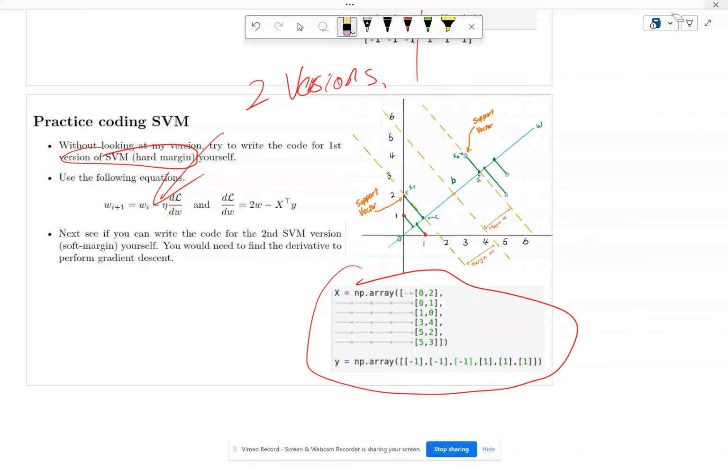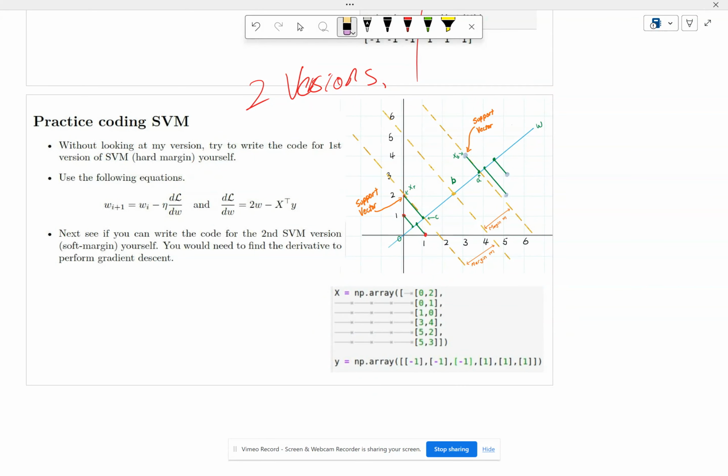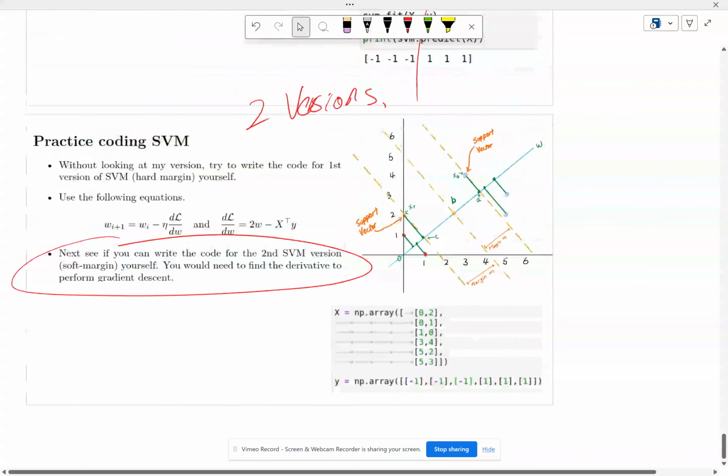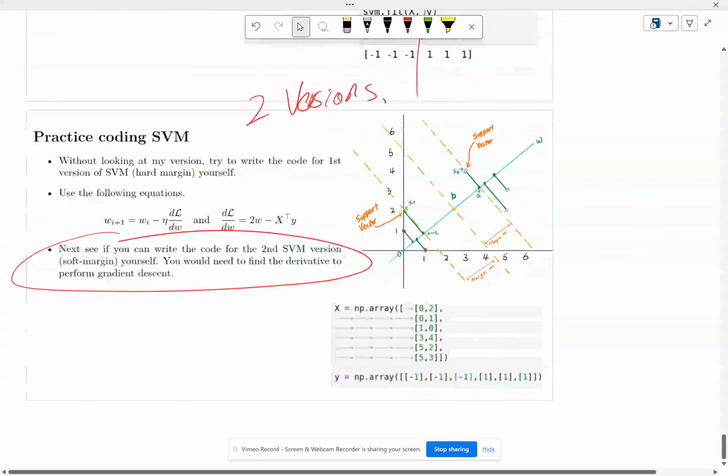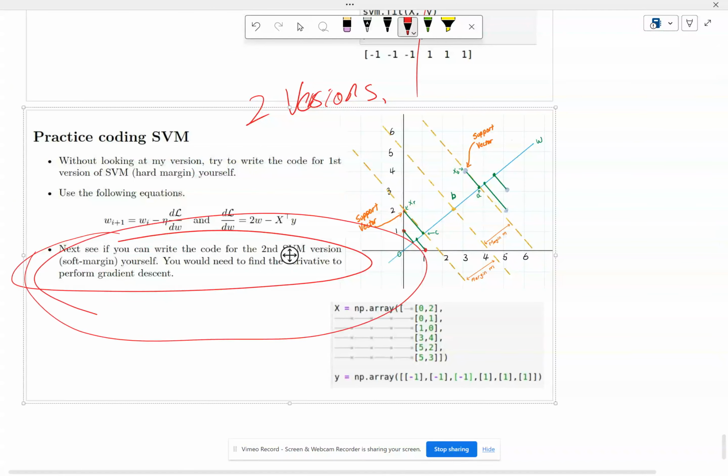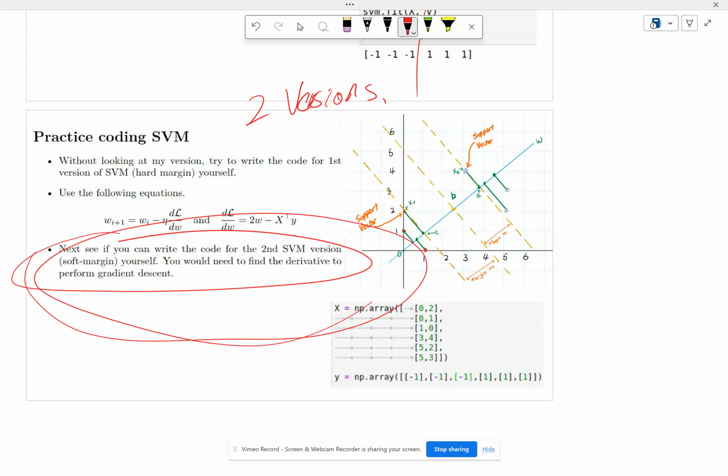Now, the real challenge for you is to write the code for the second SVM. I did not write the code for you for that, nor did I calculate the derivative. So I'm probably going to put this in the homework. So you have to do it anyways. So make sure you know how to do this.